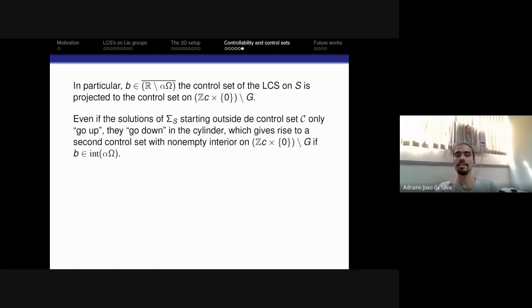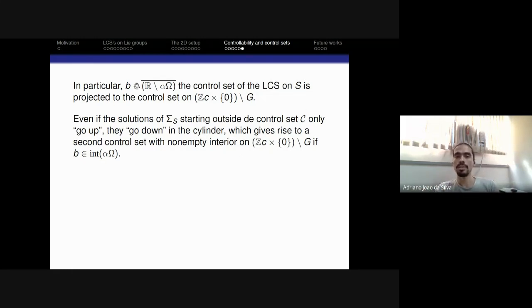So why that? Because if you have that B is outside of alpha omega, okay, it's not the boundary, it's outside. And then what happens is that the control set on the LCS is exactly projected to the control set on this homogeneous space, the last case. Okay. The other cases were quite normal because you also have controllability in the case that B is zero. So it was something expected. But in this case here, a second one appeared.